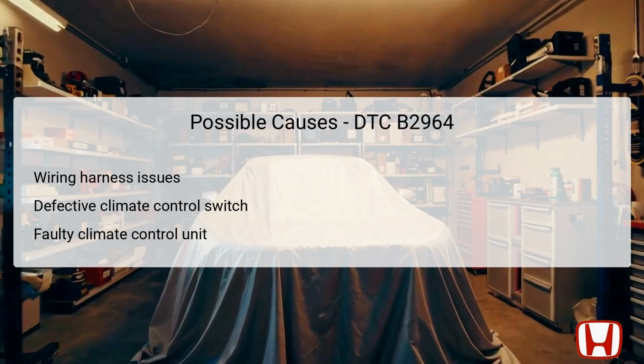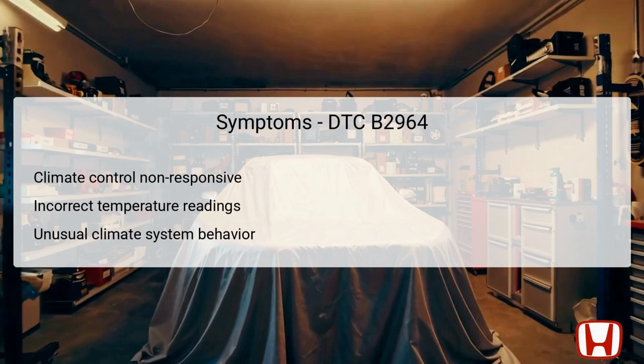Lastly, the climate control unit itself may be malfunctioning or damaged, leading to an inability to interpret or process data from the switch. Each of these components must be meticulously inspected to ascertain whether they are contributing to this communication failure. When experiencing DTC B2964, certain symptoms may manifest that indicate a problem with the climate control system.